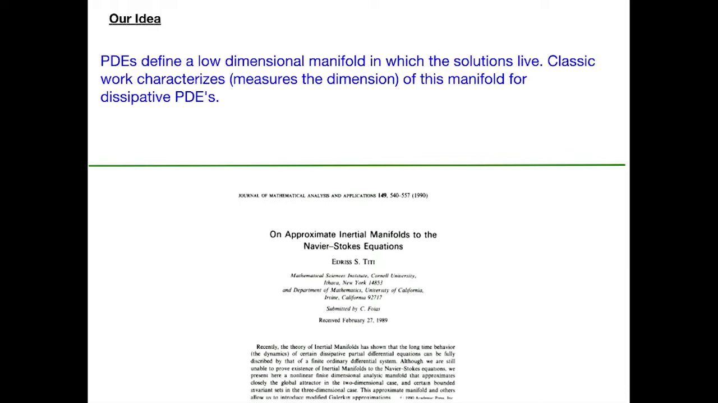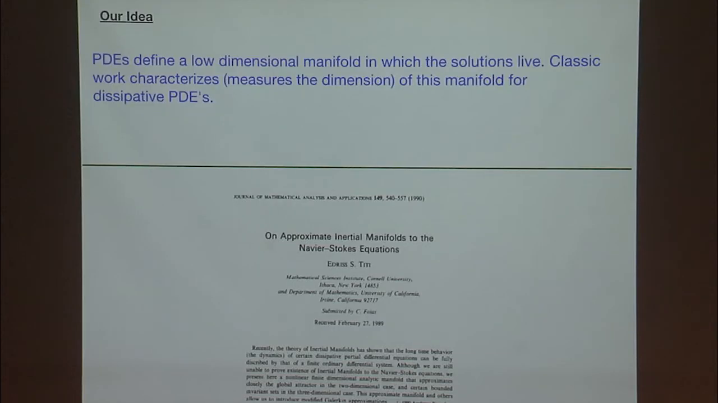For example, here's a famous paper from 1990 by Edriss Titi, called On Approximate Inertial Manifolds for the Navier-Stokes Equations, in which he tries to explain what the dimension of the solution actually is at a particular Reynolds number. The thing about that is that if you could only parameterize that manifold, if you could describe it and knew what it was, all of a sudden you've got a way to solve this problem in a much more systematic way. And one of the problems we've had in the applied mathematics community over the decades is that there's really been no way to parameterize this manifold.